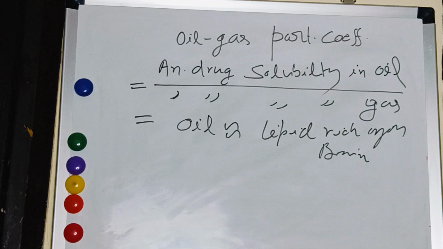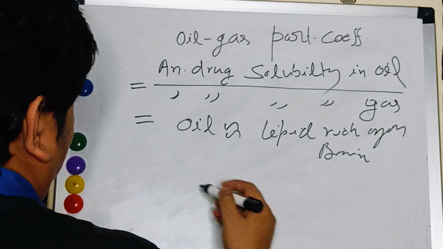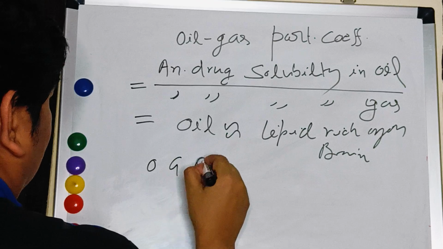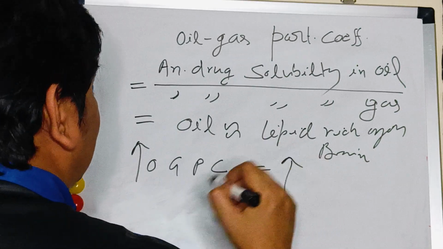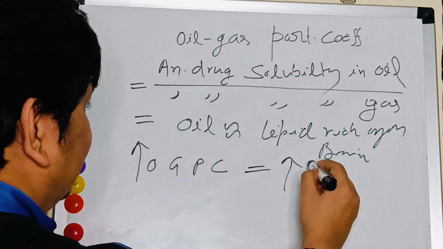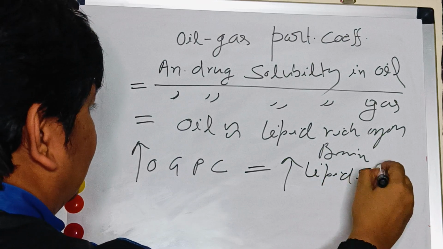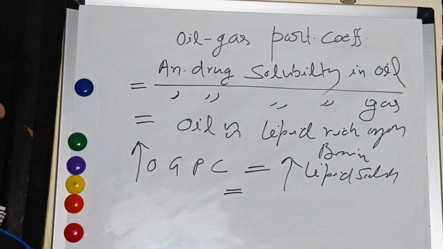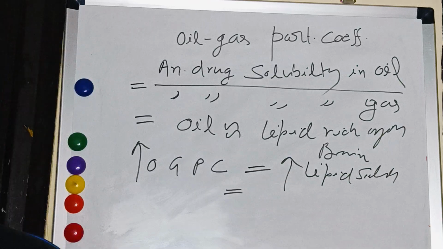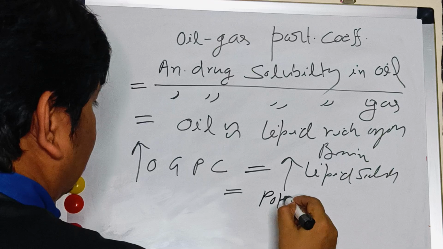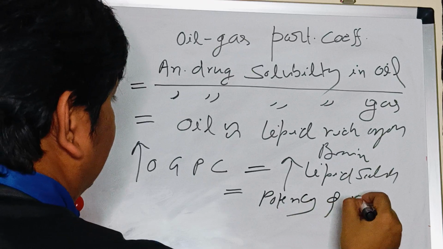What it literally means is that the greater the oil gas partition coefficient, the greater the lipid solubility. If the oil gas partition coefficient is high, it means the gas or drug has a high lipid solubility. So it will affect the lipid rich organs rapidly. Its potency will be high. So lipid solubility directly correlates with the potency of the anesthetic drug.